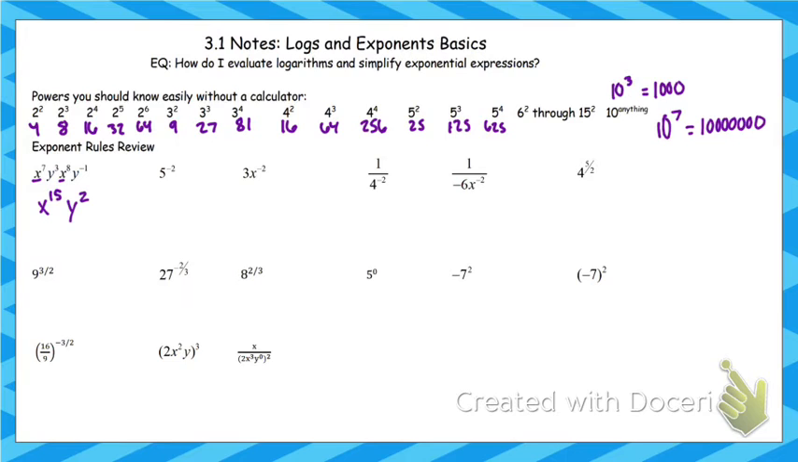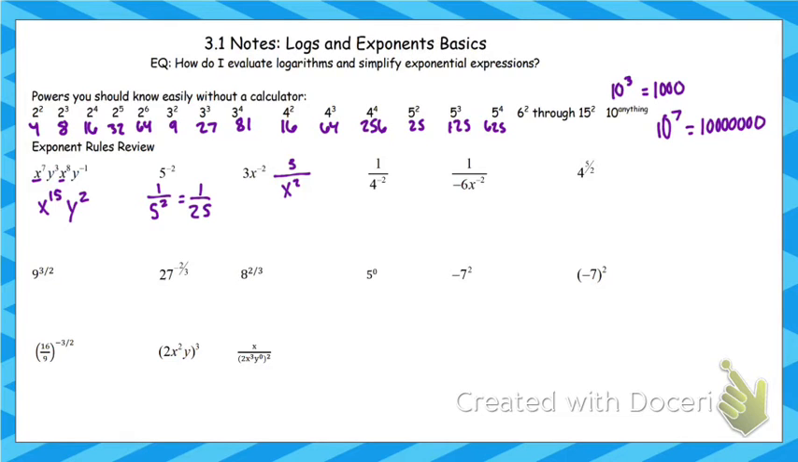Negative exponents take whatever has that exponent and move it to the other side of a fraction. So 5 to the negative second is 1 over 5 to the second, which we can say is just 1 over 25. Now be careful that you only move the thing that has the negative exponent. So in this case, the 3 does not have an exponent. The 3 will stay. The x does have an exponent, so the x is going to move.